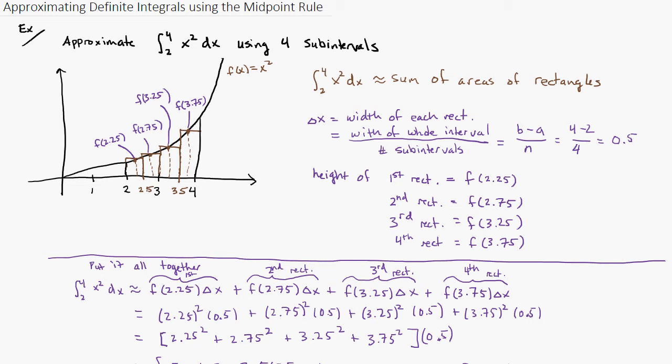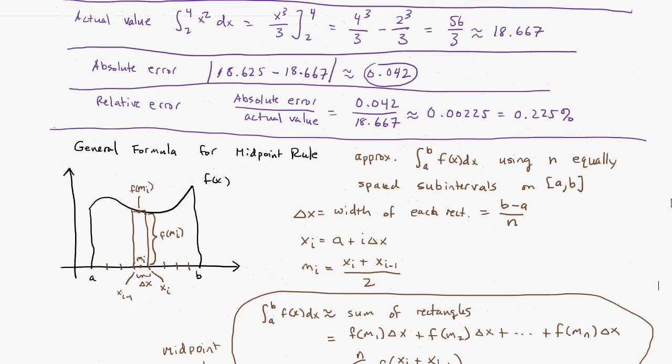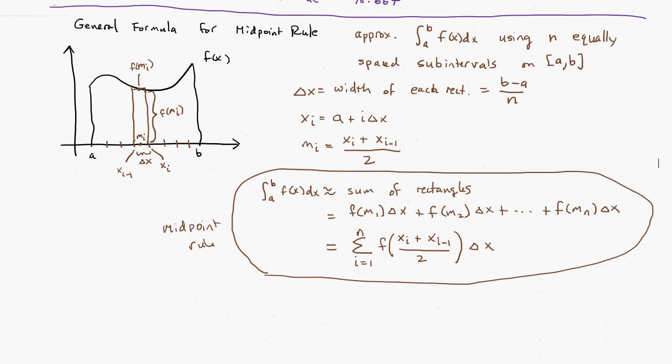Okay, so now that we've seen how to use the midpoint rule in this example, let's see how to do the midpoint rule in general. Okay, so the problem is to approximate this definite integral using n equally spaced subintervals from a to b.